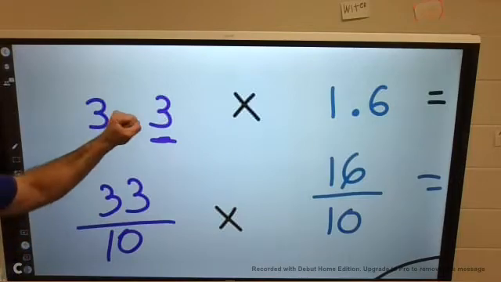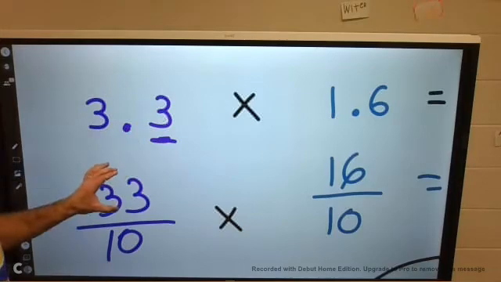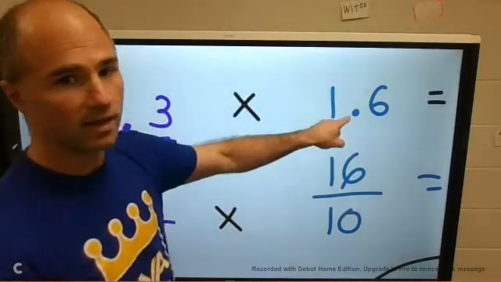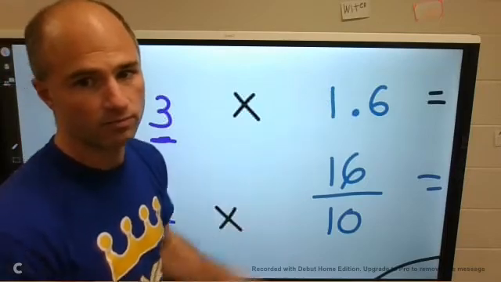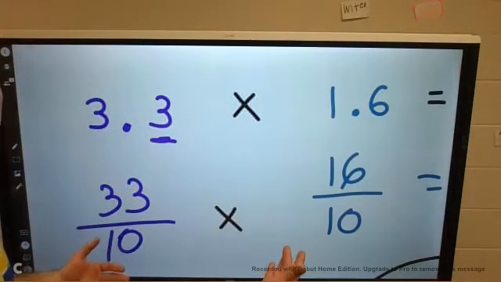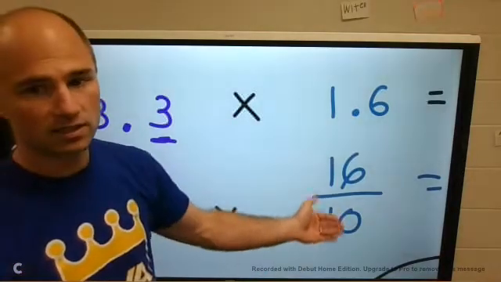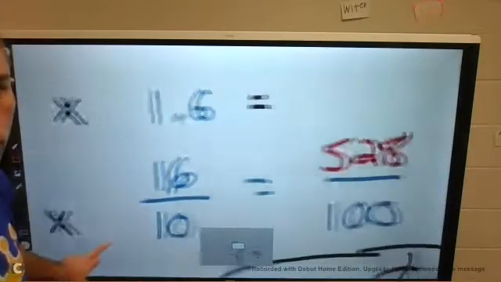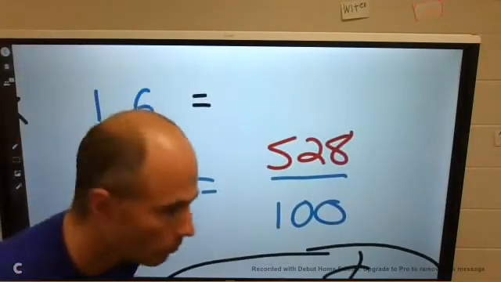And then if I were to pull that decimal out, what's that number? 33. If I were to pull that decimal out, what would that number be? 16. So now I have a fraction times a fraction. I'm going to do 33 tenths times 16 tenths. I'll get 528 hundredths.